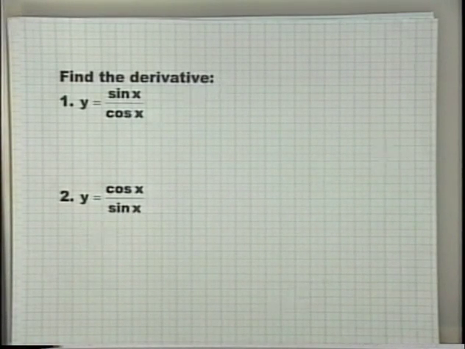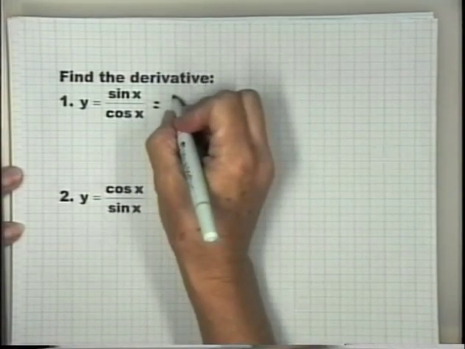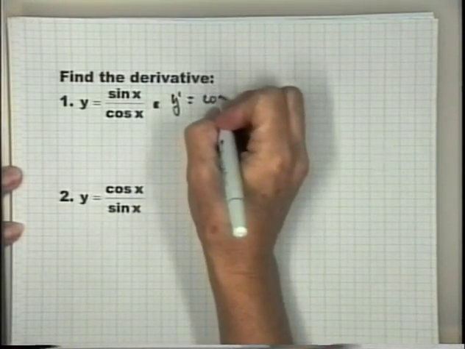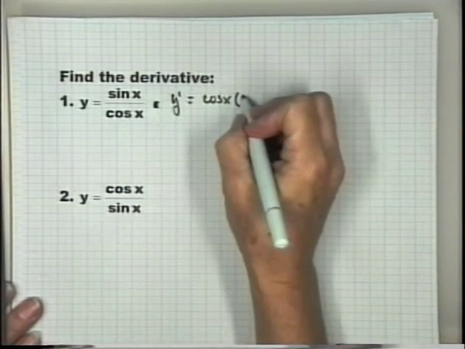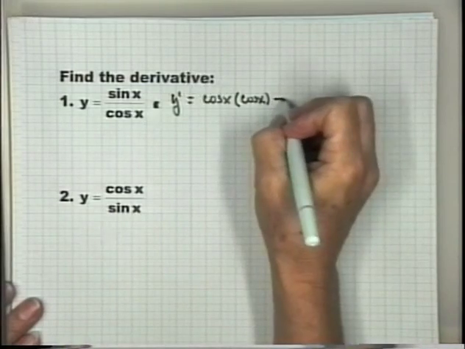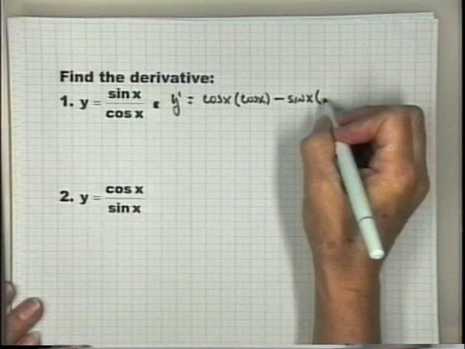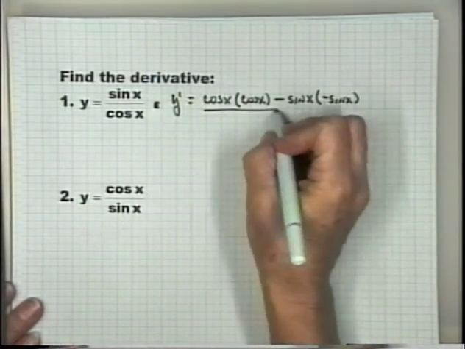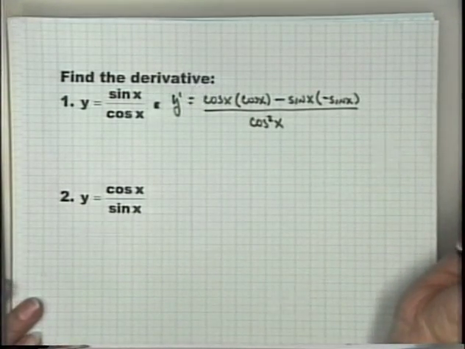Find the following derivatives. Y equals the sine of x divided by the cosine of x. Notice the quotient of two functions. Well, let's see. We have, let me put y prime, denominator cosine x times the derivative of the numerator. Well, the derivative of sine x is cosine x, minus the numerator, sine x, times the derivative of the denominator. Well, the derivative of cosine is negative sine x, over denominator squared. I'm going to write it that way, cosine squared x.